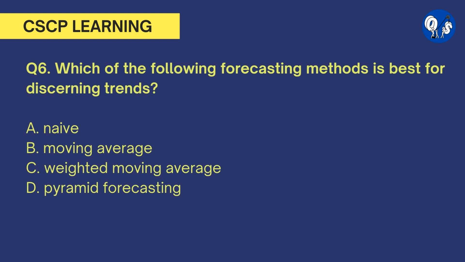Discerning means having or showing good judgment. Of the listed forecasting methods, weighted moving average provides some ability to discern and forecast for trends. This method provides the capability to weigh the most recent trends in the demand and use that in the forecast process.